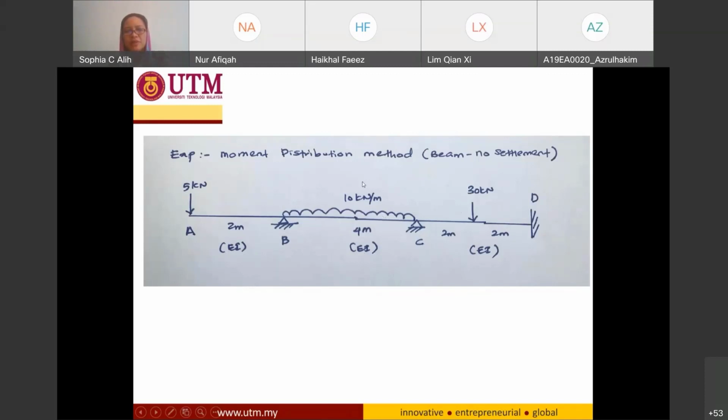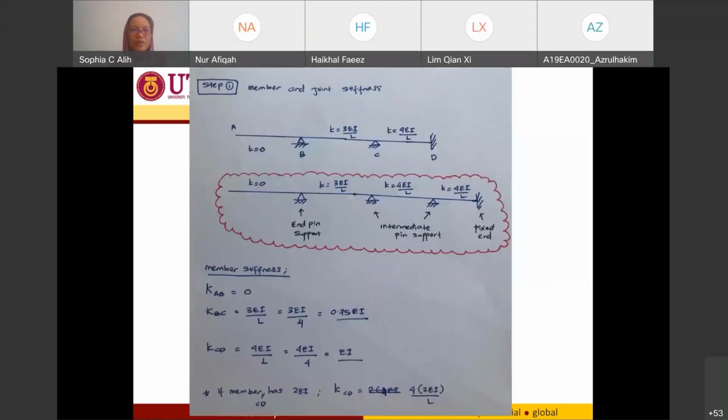For the first example, we are going to do the beam without settlement, so you can compare both methods and see which one you feel is easier. Some students think the moment distribution method is easier, and other students think the slope deflection method is easier. But personally, I think if you do it very carefully, the moment distribution method is easier. You will see what I mean, because it doesn't involve too much detailed calculation. It's just a simple, small calculation that you have to be very careful with. Now, the first step that we have to do is to calculate member and joint stiffness.